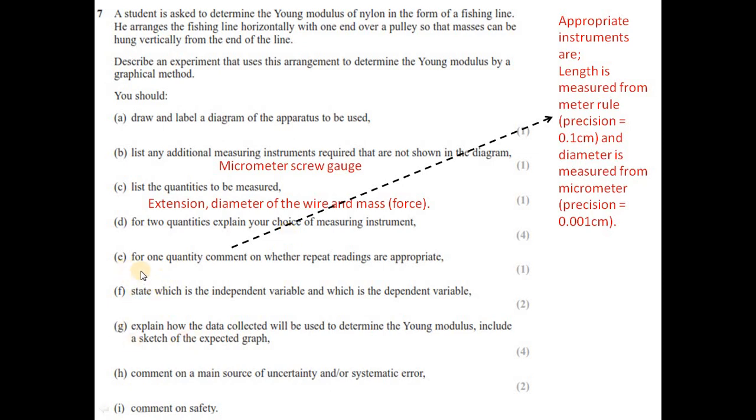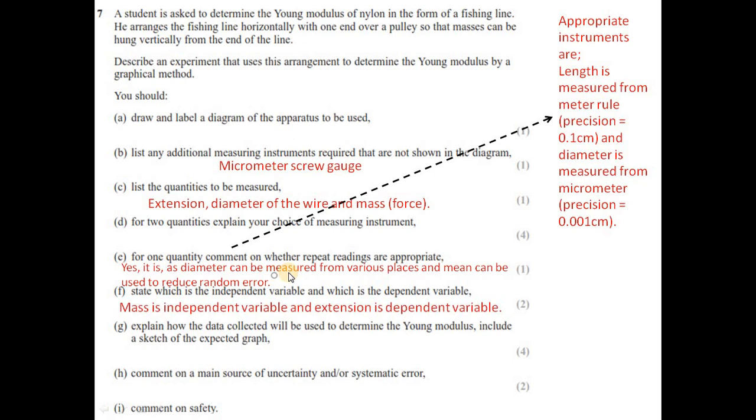For one quantity, comment on whether repeated readings are appropriate. Of course, we are measuring diameter, so we can repeat the measurement from different positions and different orientations to get a better mean value, or to get a reliable result, or reduce random error. State the independent variable: mass is the independent variable and extension is the dependent variable.